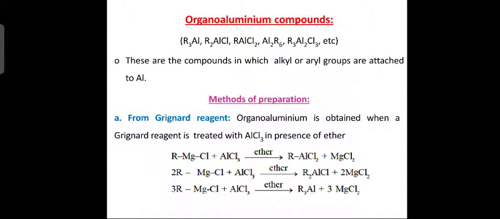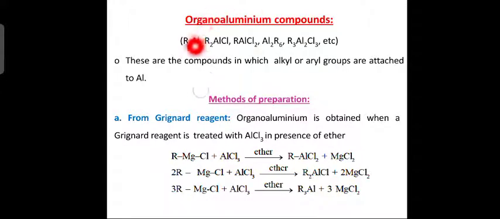These are compounds in which alkyl or aryl groups are attached to aluminum, which is the organic group. So that alkyl or aryl group must be linked to or attached to aluminum metal. Now what is the general formula of organoaluminium compounds?